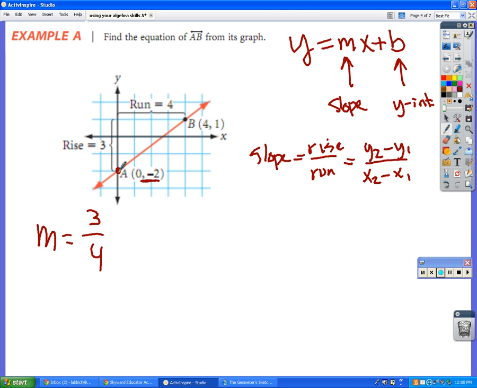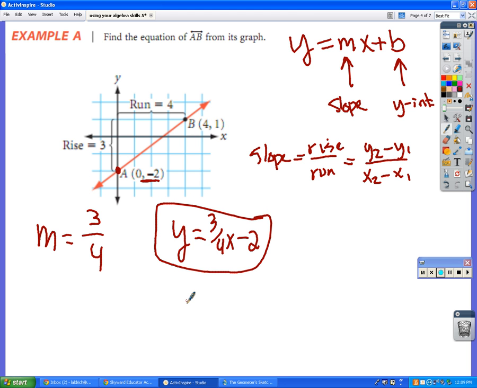-2 right here. Okay, there's the y-axis. It crosses at -2. So if my y-intercept is -2 and my slope is 3/4, the equation for this line is y equals 3/4x minus 2. Or you could say plus a -2. Okay, and that would be fine also.